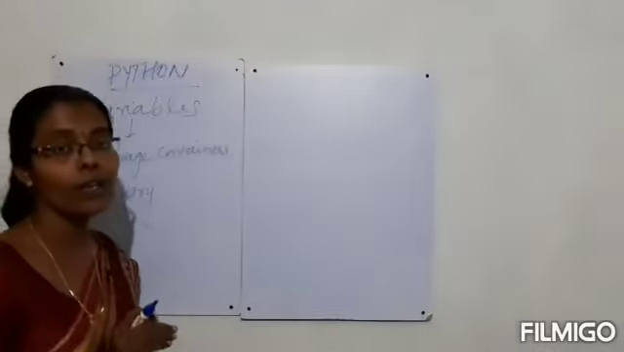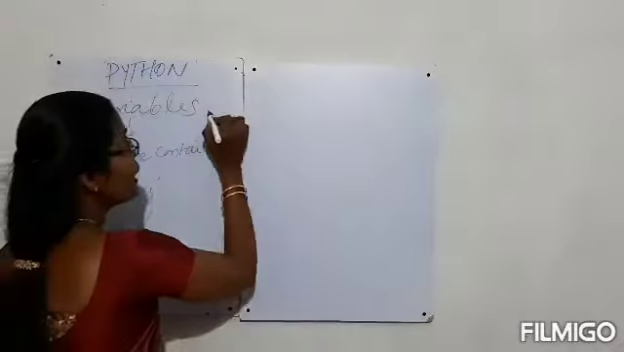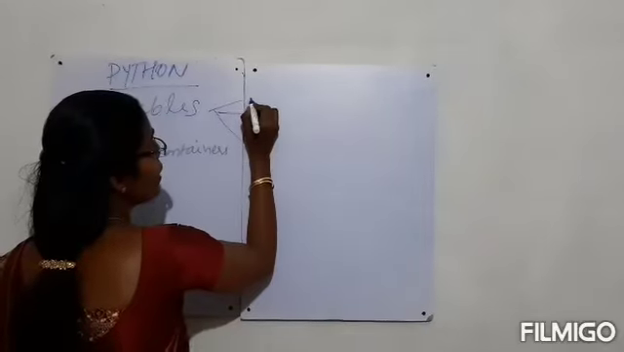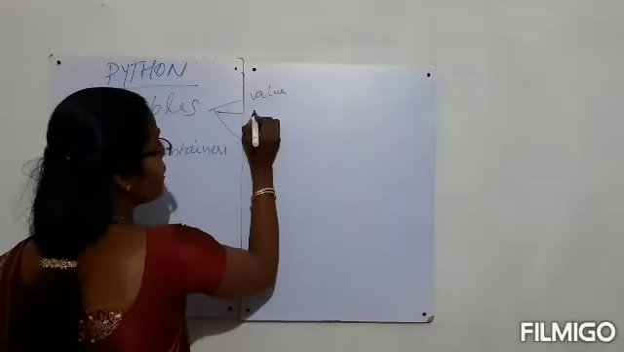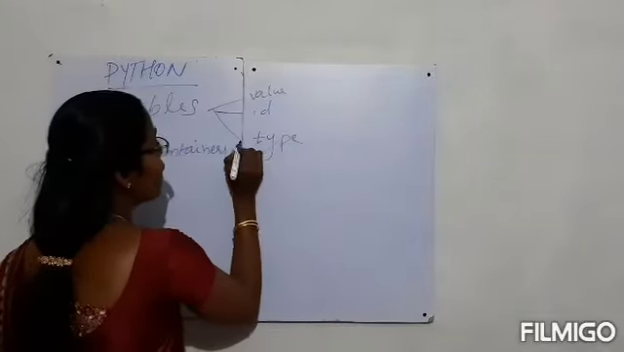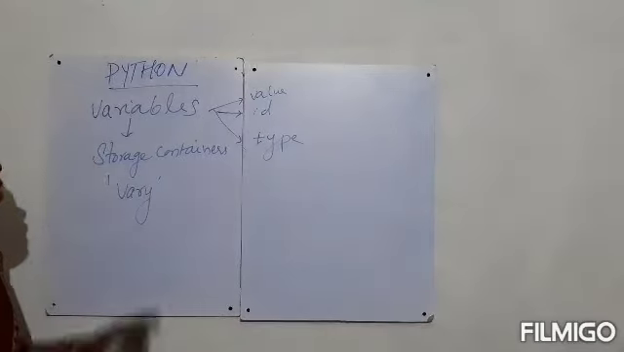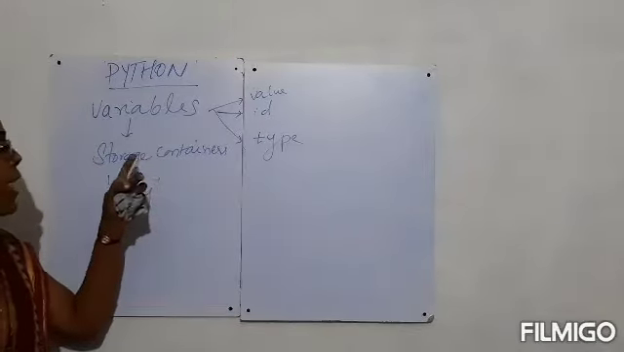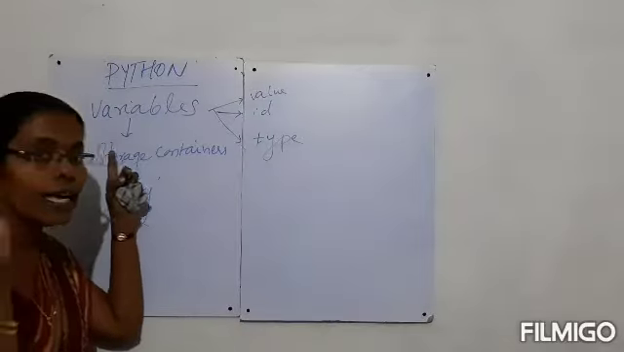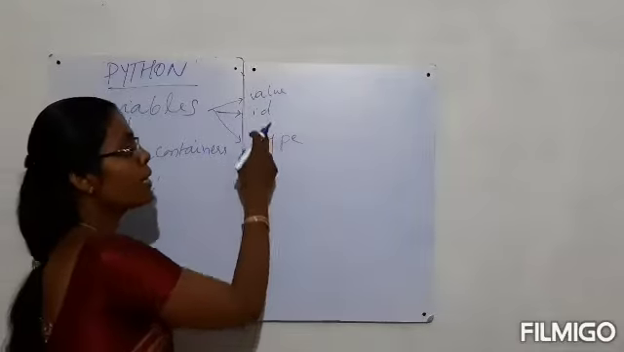In the case of Python, there is no need to mention the data type. For a variable, there are three components. First one is value, second one is ID, and third one is type. It's a storage container and it can store something. There is no need to specify data type, unlike in other programs. It has three main components: value, ID and type.